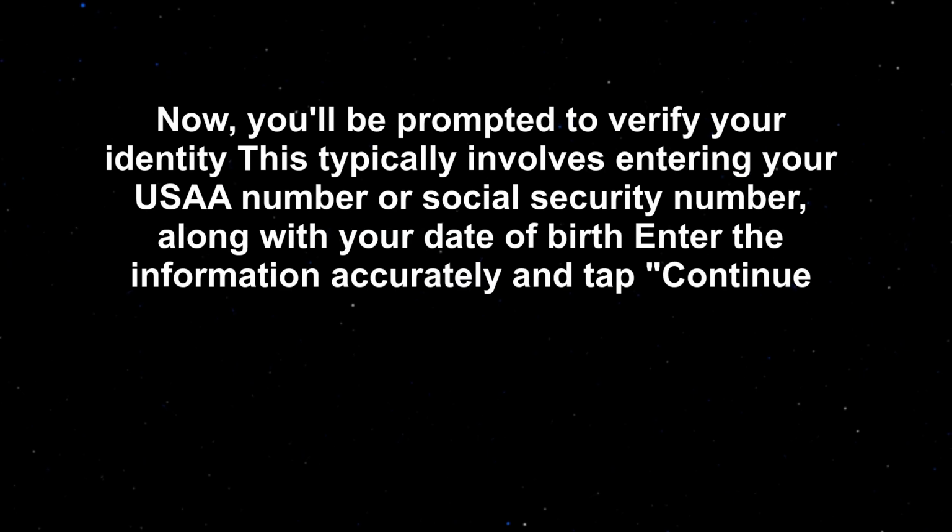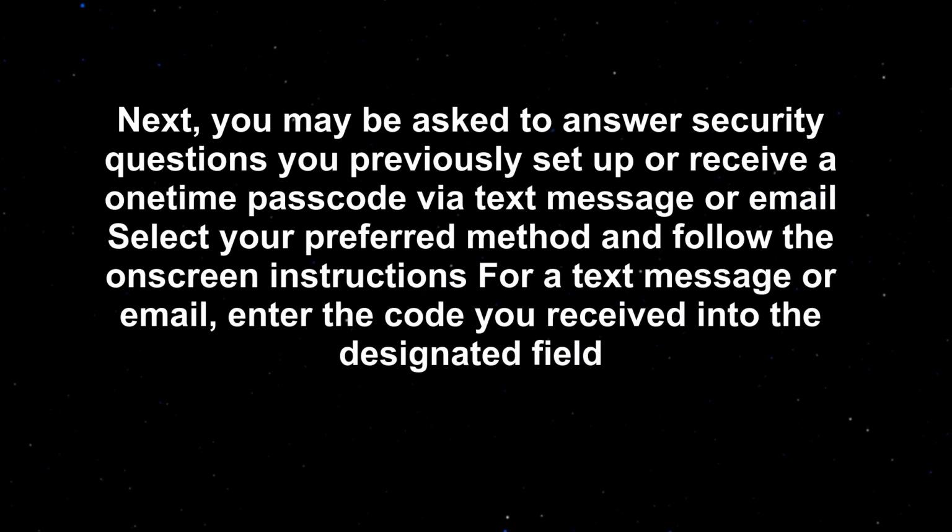Now, you'll be prompted to verify your identity. This typically involves entering your USAA number or social security number, along with your date of birth. Enter the information accurately and tap Continue. Next, you may be asked to answer security questions you previously set up or receive a one-time passcode via text message or email. Select your preferred method and follow the on-screen instructions for a text message or email. Enter the code you received into the designated field.